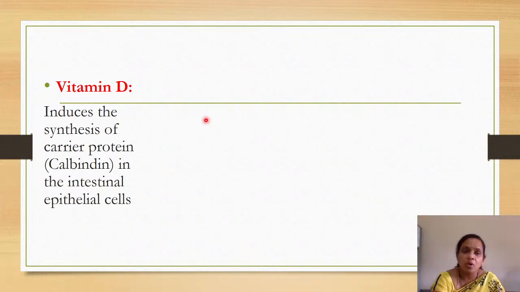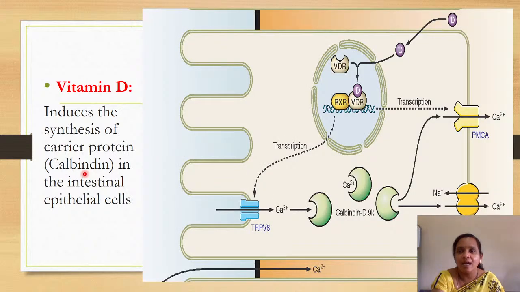Most important is that it induces the synthesis of a carrier protein called calbindin in the intestinal epithelial cells. This calbindin is very effective. Once calcium enters the epithelial cell, immediately it is taken up by the calbindin. So how does it happen? Vitamin D enters the epithelial cells. In the presence of the vitamin D receptor, it sits on the vitamin D receptors on the DNA and activates transcription. The transcription leads to the production of mRNA. That mRNA is translated and it produces a protein.